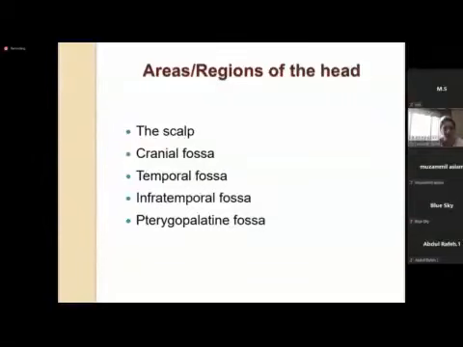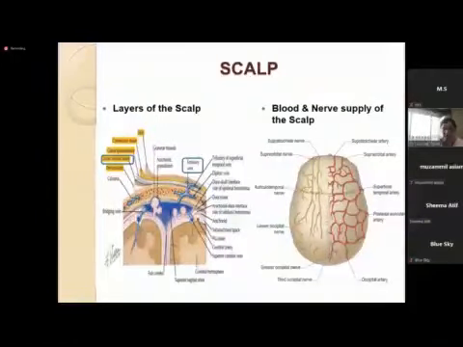First of all, scalp. Scalp is the outermost layer of the skull, and it comprises, as it spells, SCALP: skin, connective tissue layer, aponeurotic layer, loose areolar connective tissue layer, and pericranial layer. So SCALP stands for all these layers.